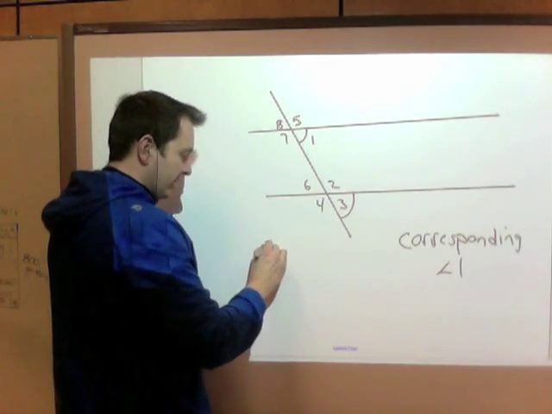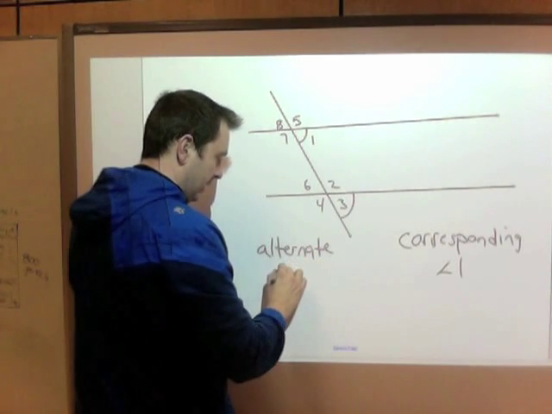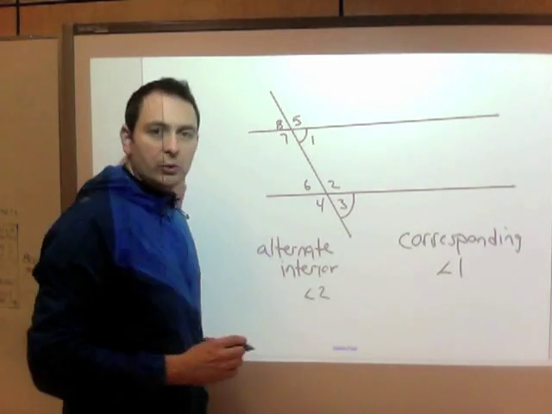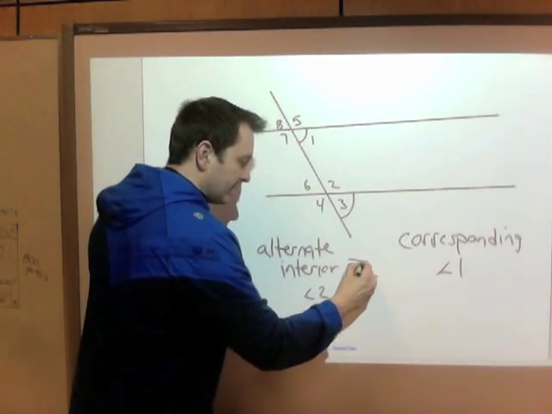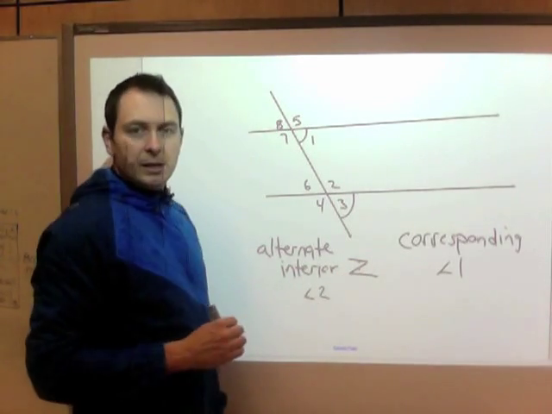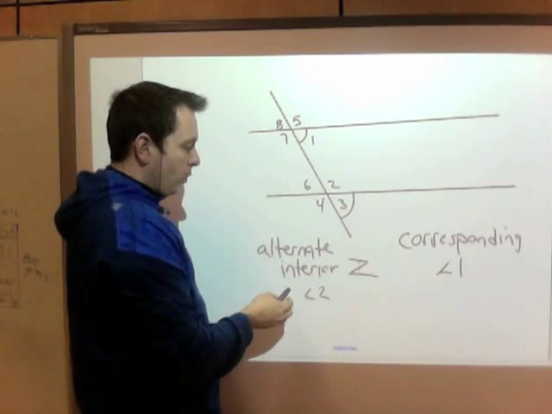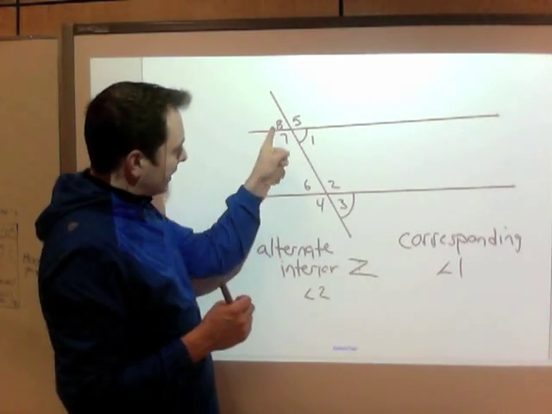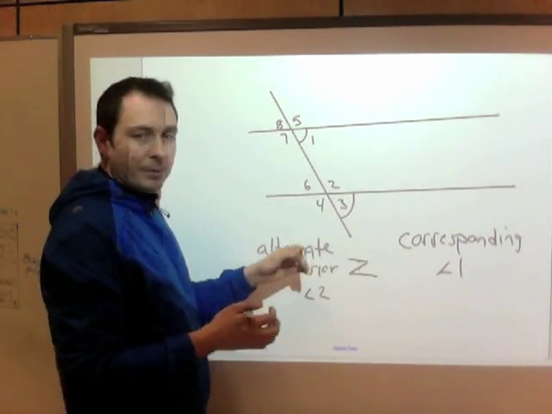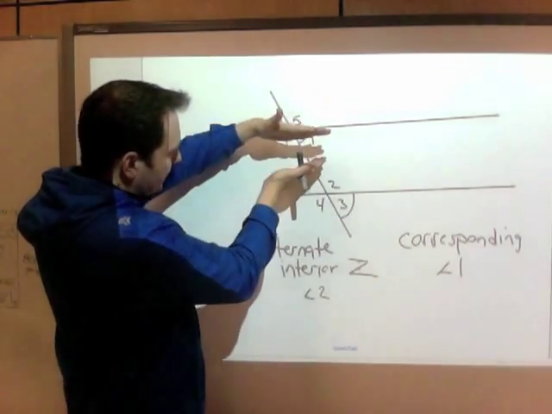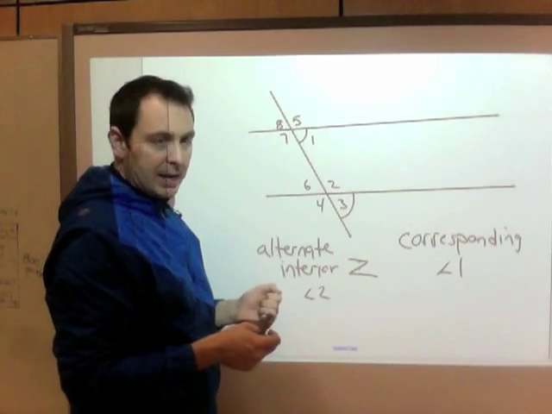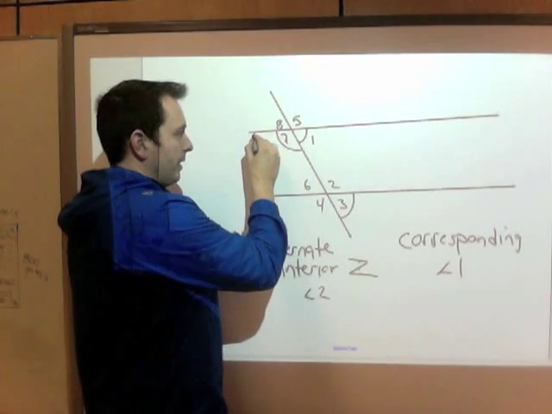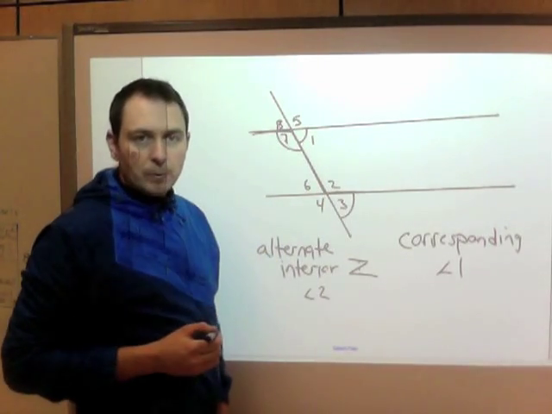What would be alternate interior to angle 2? Well, alternate interior is our Z's. Another way if you can't remember it's a Z: alternate means opposite side of the transversal, so if it's alternate of 2, I know it has to be one of these ones. And interior means inside of the parallel lines. So inside of the parallel lines on opposite sides, 2 and 7. So 7 would make our Z with angle 2.